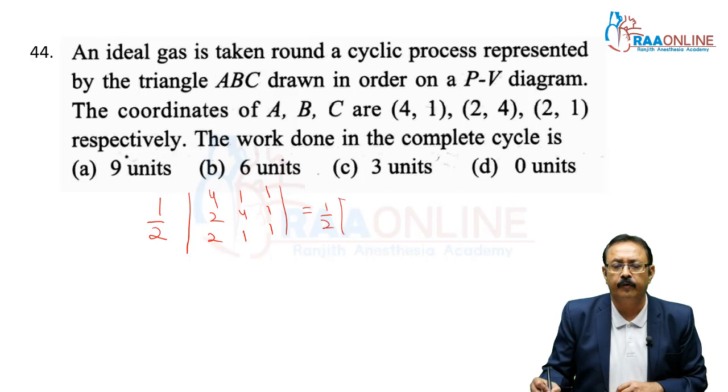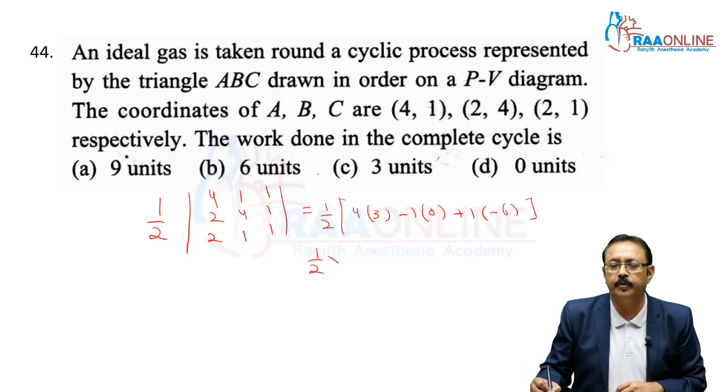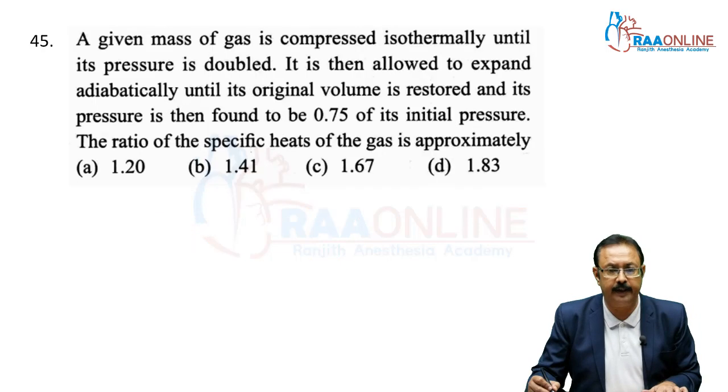1/2, 4 into 4 minus 1, 3, minus 1 into, hide the row and column of 1, 2 minus 2, 0, plus 1 into, hide the row and column, 2 minus 8, minus 6. So what are we getting? 1/2 into 12 minus 6, 6. So we are getting 3 units. So we are going with C.